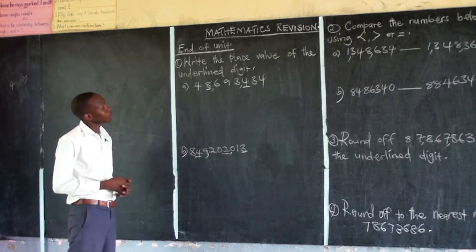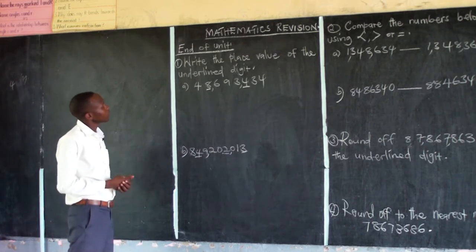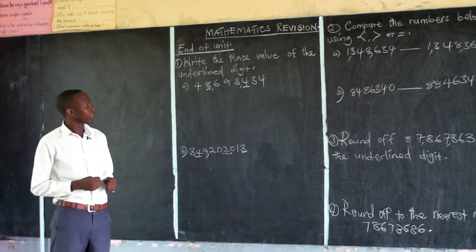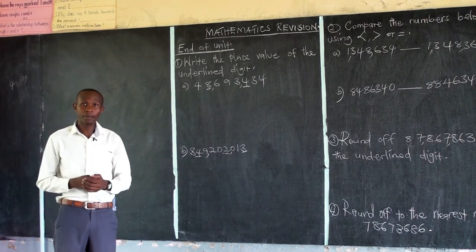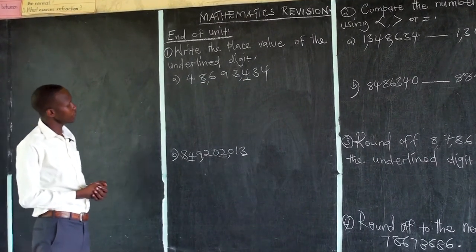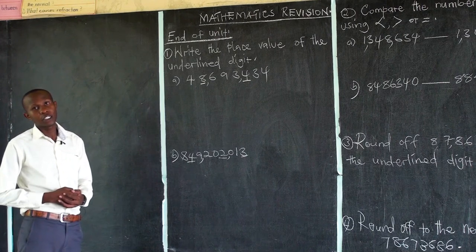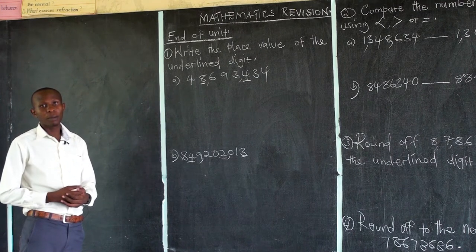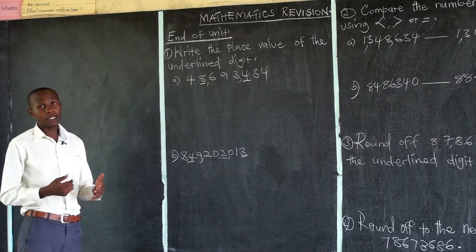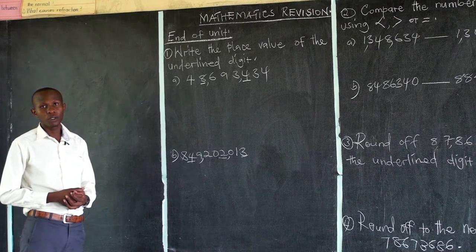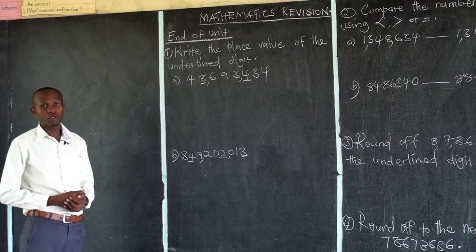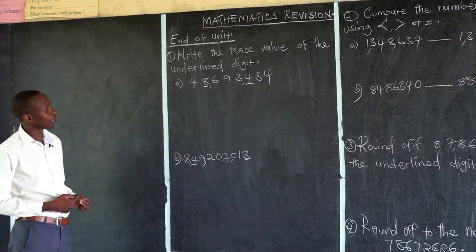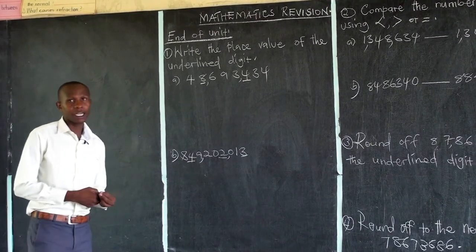I want us to look at number one, which says, write the place value of the underlined digit. When we look at this, they have underlined the digits in different positions, and they are requiring us to work them out or to identify their place values. Remember, when we are identifying place values, we always start from ones. Before we can find the place value of the underlined digit, we shall first identify the place value of each digit.